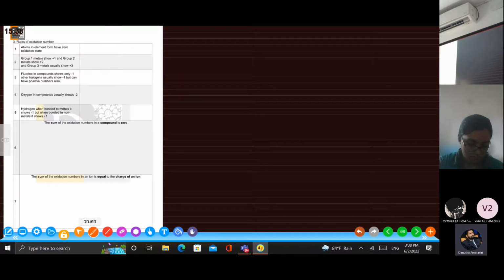So atoms in element form: let's say sodium, when it is in element form, solid sodium, its oxidation state is 0. Chlorine, an element not bonded to any other atom, is 0. An element like sulfur, not bonded to any other atom, is 0. Very simple, very easy.